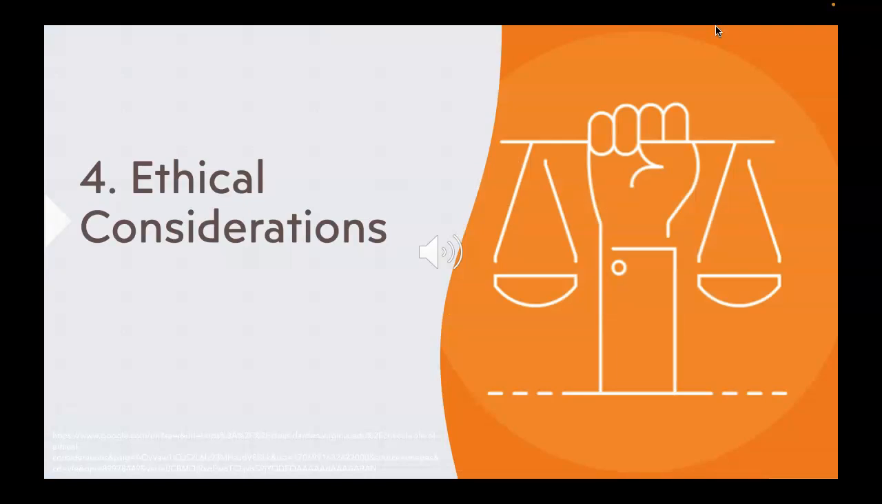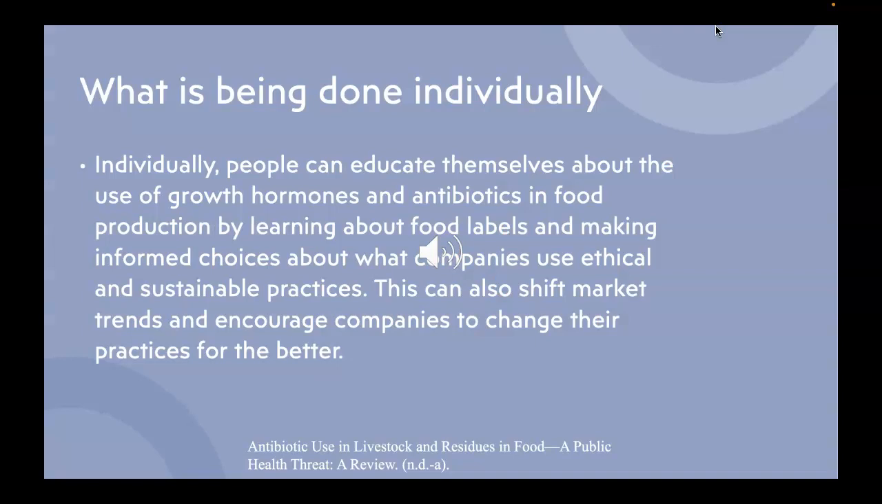Moving on to ethical considerations before the summary and conclusion of my presentation. Thinking about ethical considerations at this point, what is being done individually is people are able to educate themselves about the use of growth hormones and antibiotics in food production by learning about food labels and making informed choices about what companies use ethical and sustainable practices so that they are able to buy from those companies only. And this can also shift market trends and encourage companies to change their practices for the better.